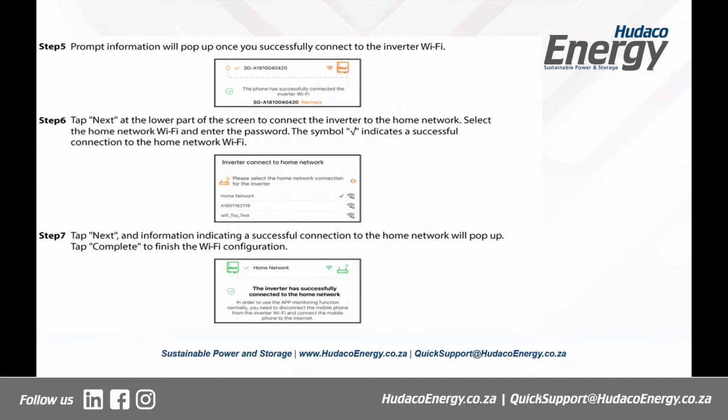And then step 5 is that you get a pop-up that you have connected to the inverter's Wi-Fi, which also shows you which Wi-Fi it is, the SG something something that we have spoken about. And then you tap next at the lower part of the screen to connect the inverter to the home network. And then you enter your password, and you should see a tick once there is a successful connection.